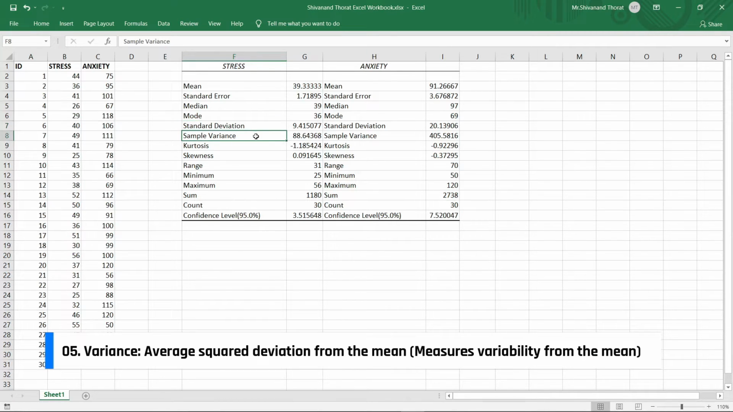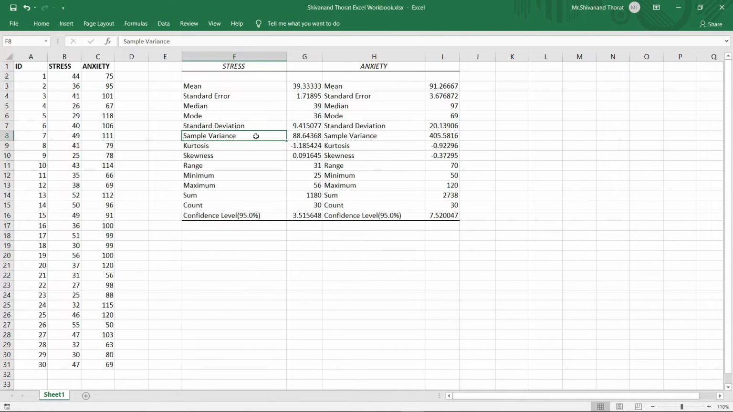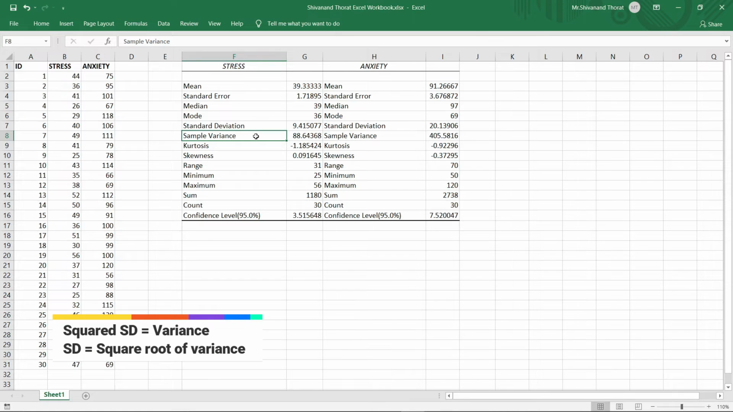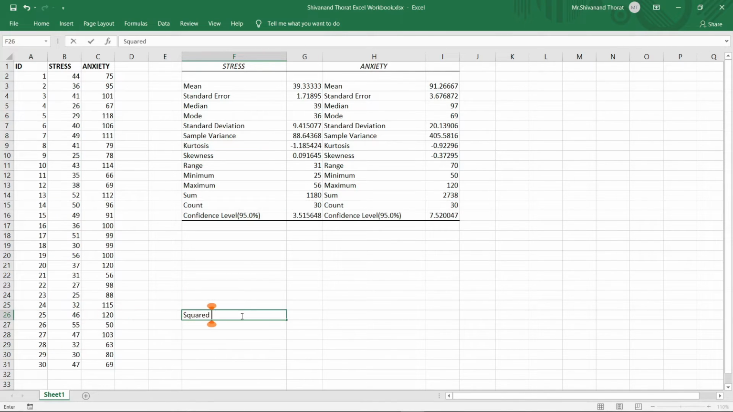Sample variance is the average squared deviation from the mean. So basically, if you square the standard deviation, you get variance. And if you take the square root value of the variance, you get the standard deviation. That is, squared standard deviation equals to variance.